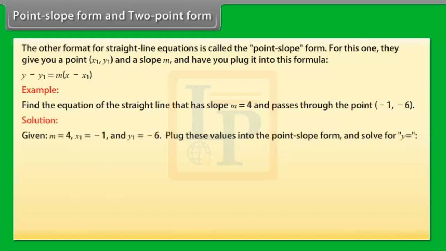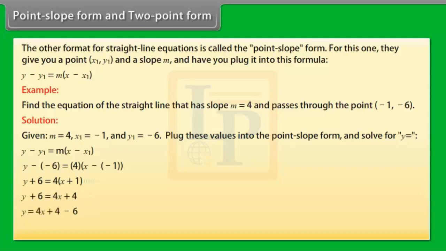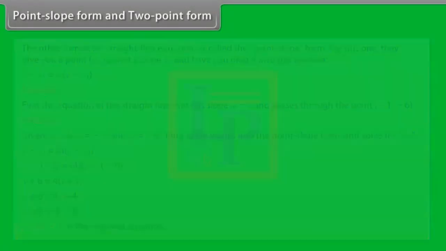Solution. Given m is equal to 4, x1 is equal to minus 1 and y1 is equal to minus 6. Plug these values into the point slope form, y minus y1 is equal to m into (x minus x1). Substitute the values in the above equation and on solving for y we get y is equal to 4x minus 2, which is the required equation.